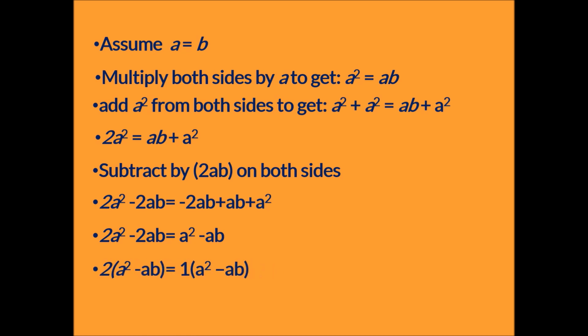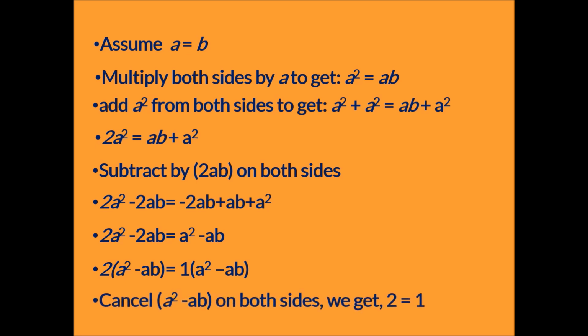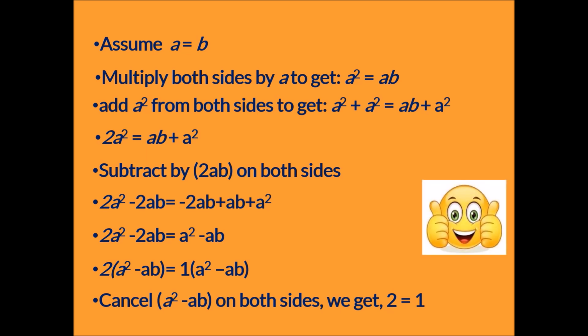Take 2 as common from your LHS. So 2 times of A square minus AB is equal to, take 1 as a common element, so 1 into A square minus AB. This A square minus AB is a common element in both your LHS and RHS. So cancel it. We will be left with 2 is equal to 1. Yes, we proved. Let's get into method 4.